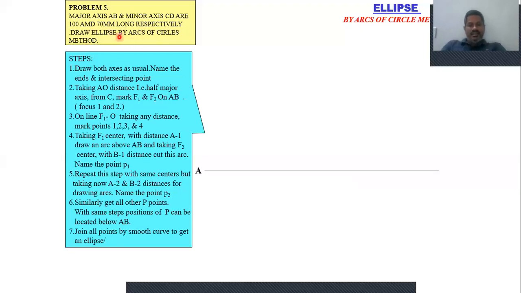So draw a horizontal line 100 and name those points as A and B. Draw two perpendicular bisectors, one is AB and the other one is CD. The lengths of AB and CD are 100 and 70 mm respectively. At one point we have the origin, so name that point as O.